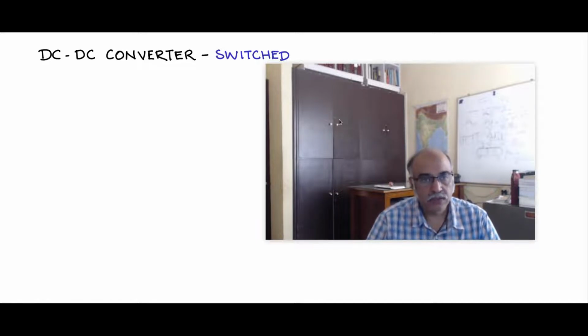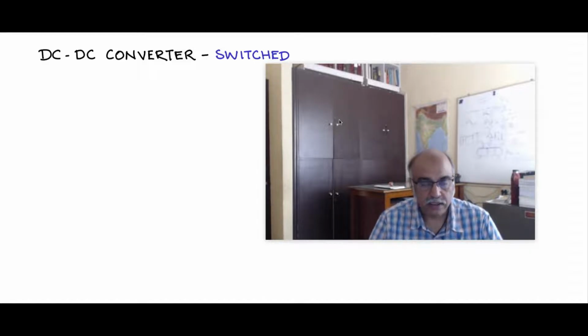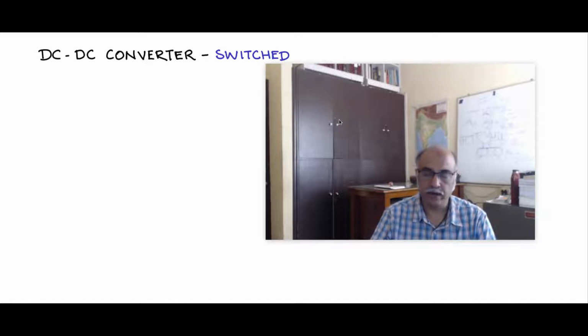In the case of the switched mode DC-DC converters, all the semiconductor switches, that is the diodes, the BJTs and the MOSFETs, they are all switched and they are either in the cutoff region or in the fully saturated region, which means all these switches are either fully off or fully on.